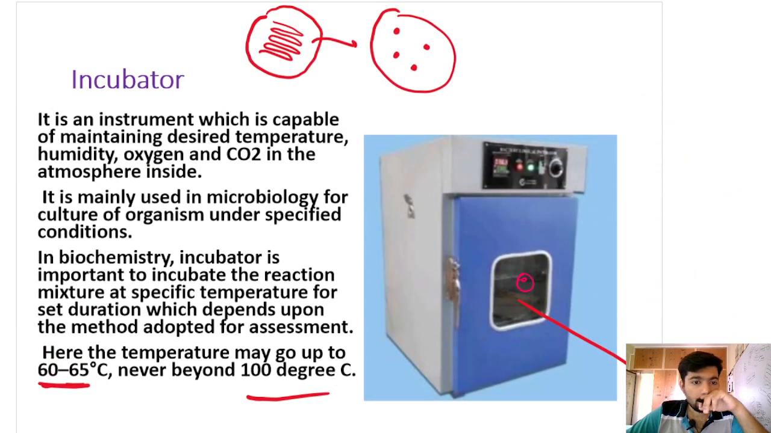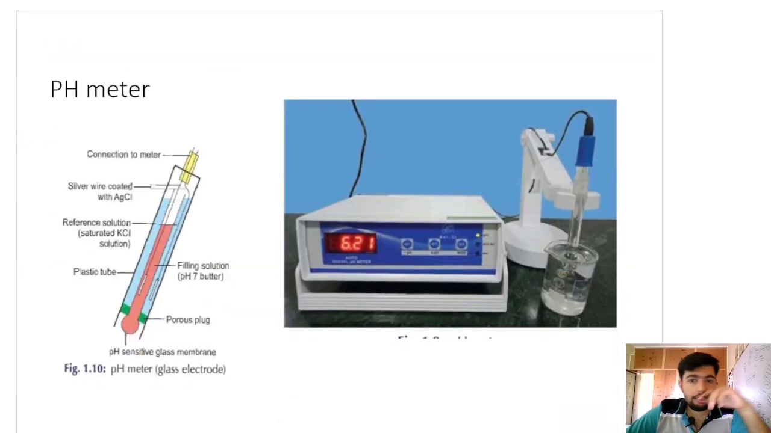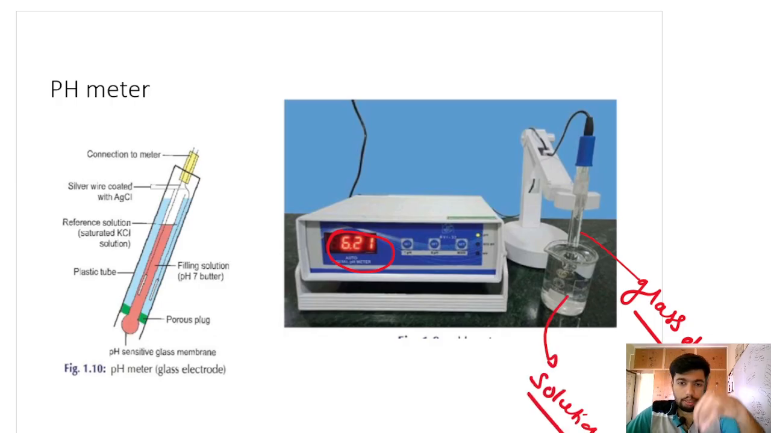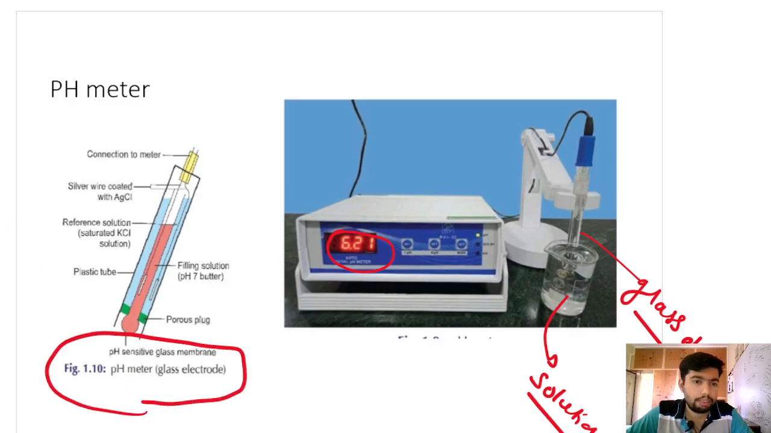Now this is the pH meter, a very easy instrument to identify. You just have to identify this glass electrode. And here you can see the digital screen which shows the pH reading of a particular solution. You have to dip the glass electrode in a solution and it will measure the reading. This is not required at your level, but whenever you want to see, you can see by zooming in.